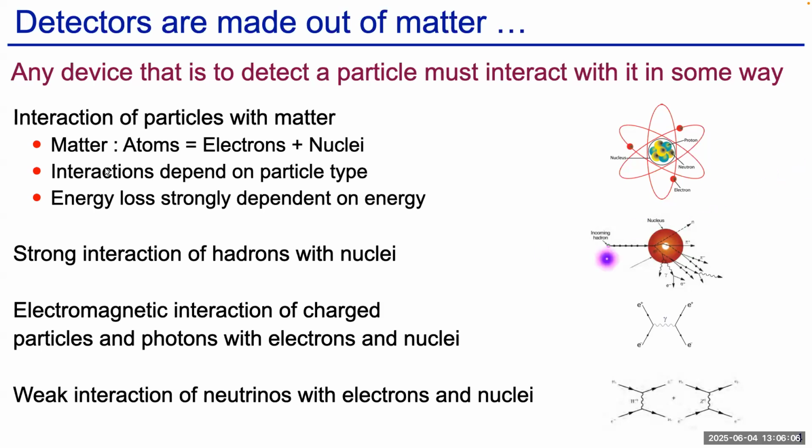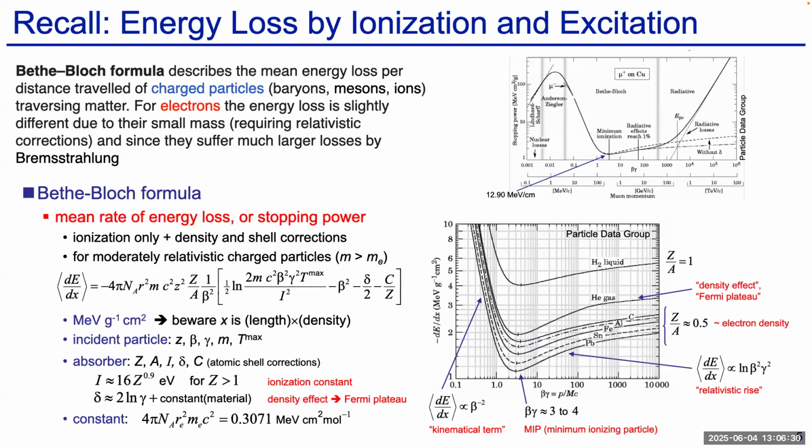On the other hand, for electromagnetic interaction, it very much matters also what the electron does around the nuclei. You also interact with the electrons and of course also with the nuclei. And when you talk about weak interaction, then also electrons and nuclei. So that is a very simple picture. So let's move on to how this really works.